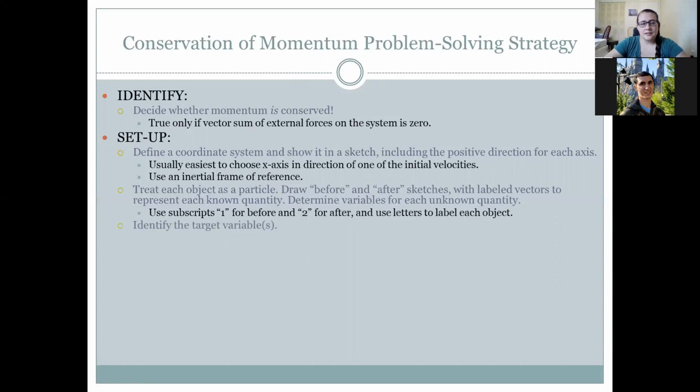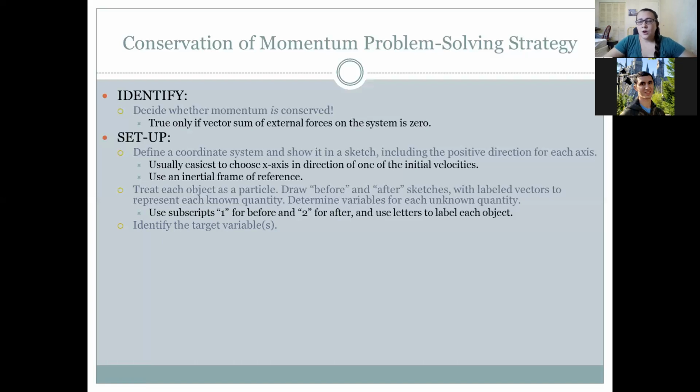And then lastly, to set up, we're going to identify the target variables, so what we're actually looking for in the problem. There will be more unknowns than we actually need to find, so we've got to figure out which one of those unknown variables we're actually interested in knowing about.